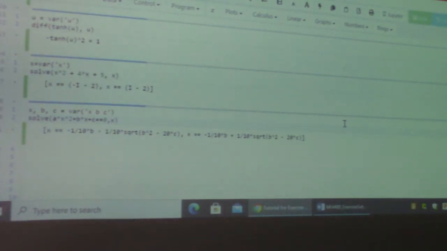Why did it do what it did? So you guys tell me, look up here for a second. I just went through the tutorial solving the quadratic equation ax squared plus bx plus c equals 0 for x. I've made x, b, and c variables.